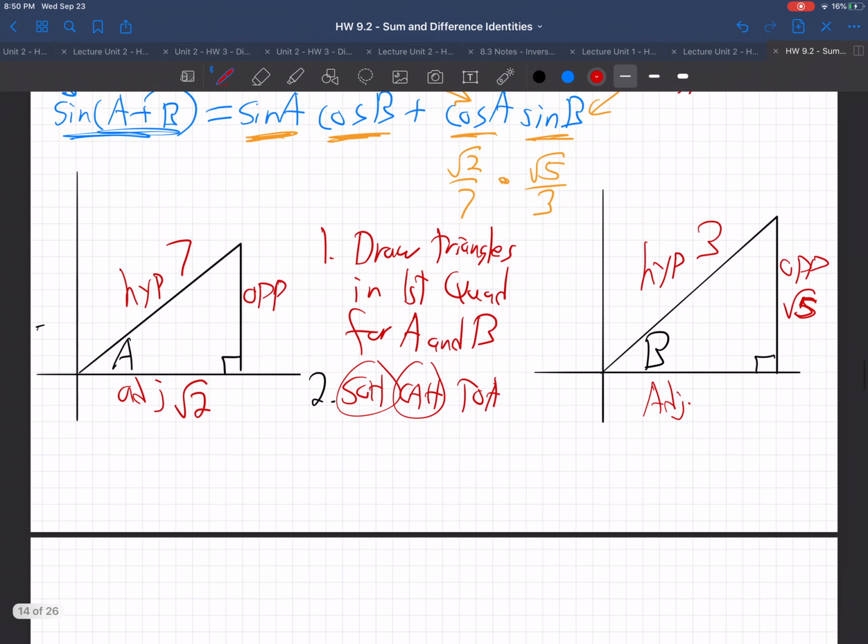So how do we find that other side? I think you know, right? Then you use A squared plus B squared is C squared for both of them.